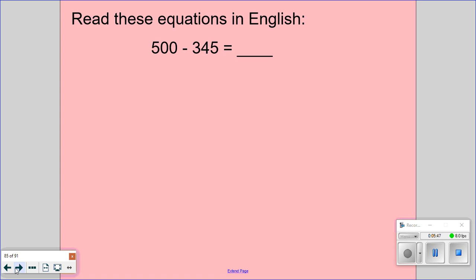Tell your partner how to read this using the words take away. Go. Alright, my non-winners. Tell your partner how to read that using the words the distance between. Go.